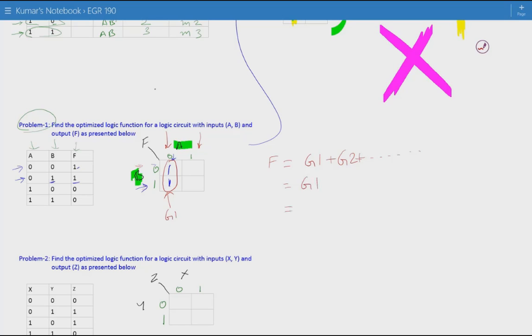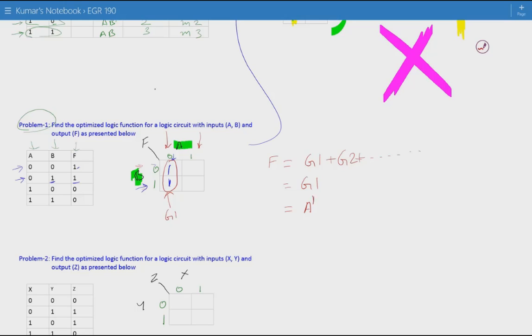So how do you write G1? Let's look here. Group 1. Look into the cells under group 1. Does the value of A change in group 1? The value of A is 0 here, and the value of A is 0 here. So A does not change. So we're going to write A here, but since it is 0, we're going to write A bar.